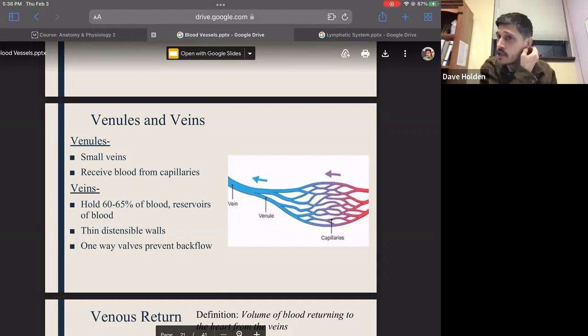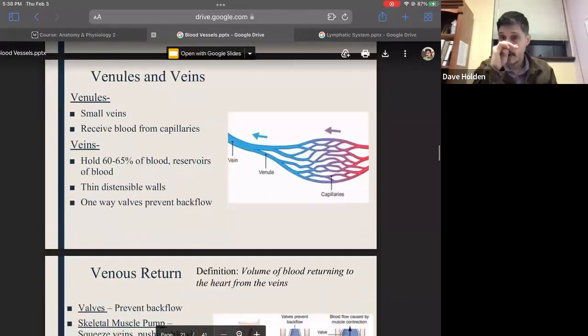Capillaries will start to merge into larger vessels, which we call venules. Venules are just little tiny veins, just like the arterioles. So these are small veins. They receive blood from capillaries. Those will merge and merge into larger vessels, which we then call veins.